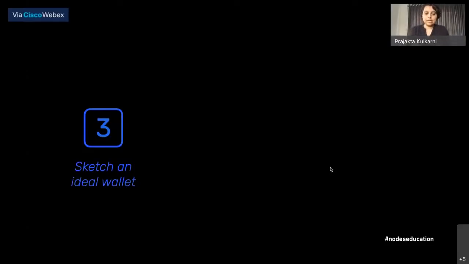So use 3 minutes and a pen and paper to sketch an ideal wallet. You can majorly use drawing to show what can be an ideal wallet, and then whatever remaining time there is, use it to label what ideas you get about this wallet, how it needs to be, what kind of an amazing wallet it can be. Okay, so use 3 minutes to sketch an ideal wallet.